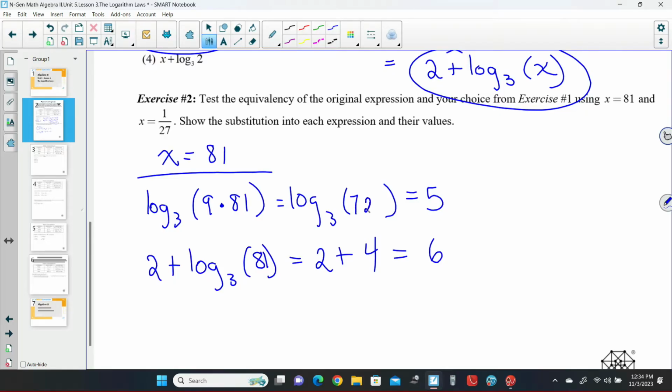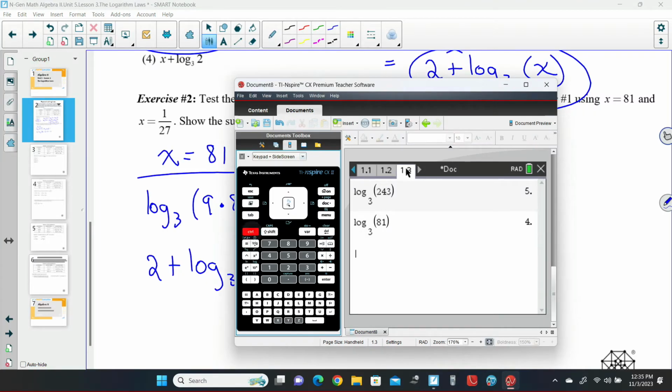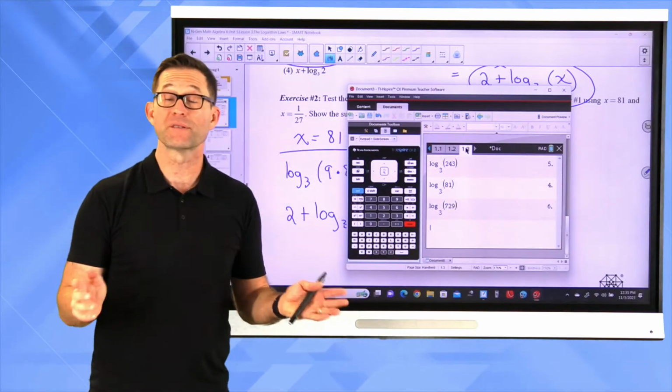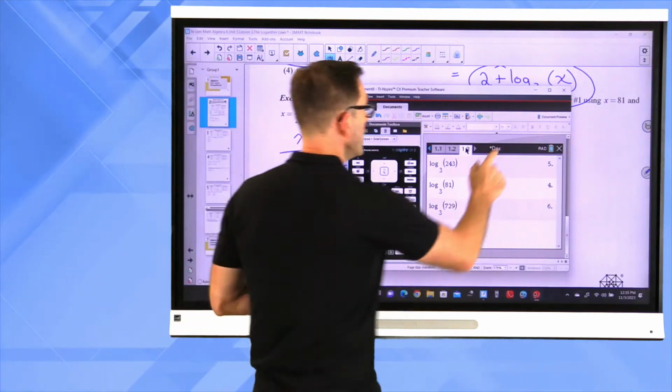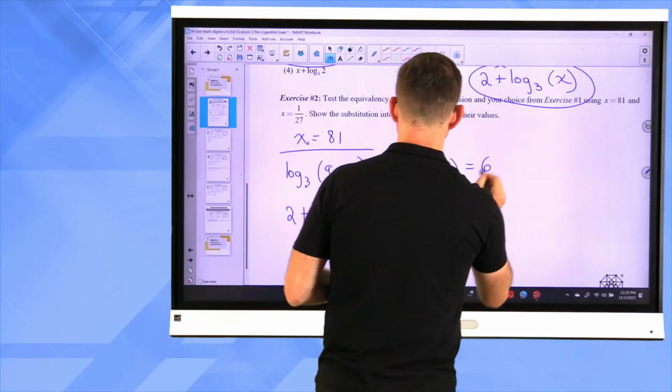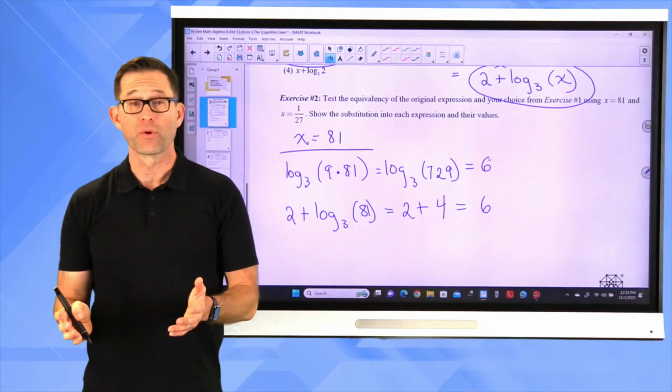It's 729, and if I did, everyone's going, why did he do that? Log base 3 of 729, and that's 6. Hey, we all make mistakes, and we learn from them. So that's equal to 6. So that works out well, right?